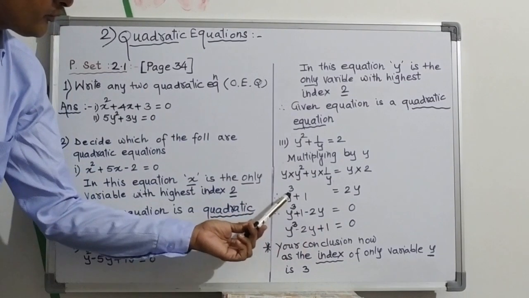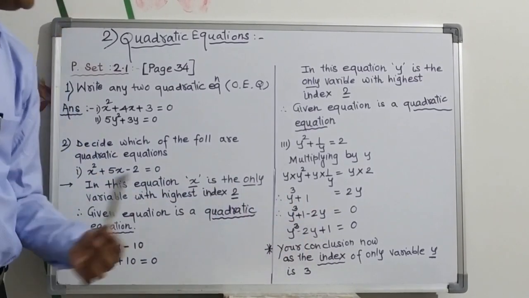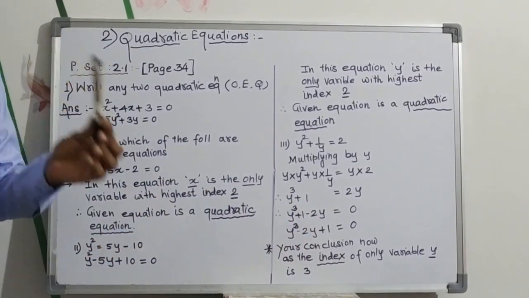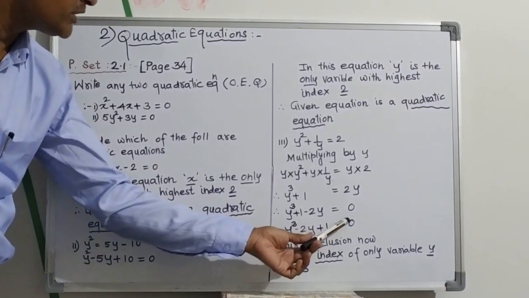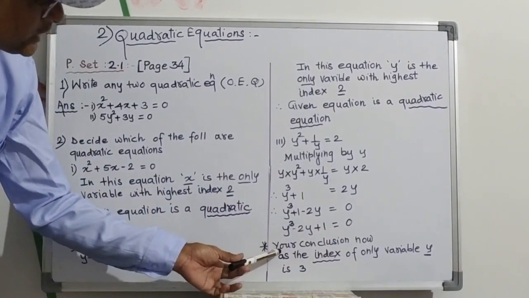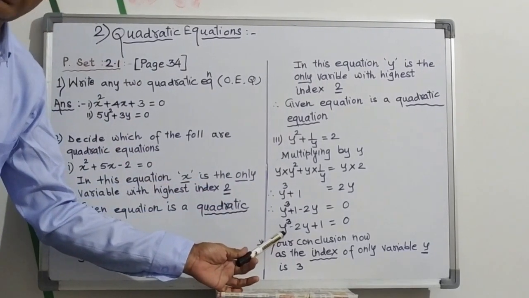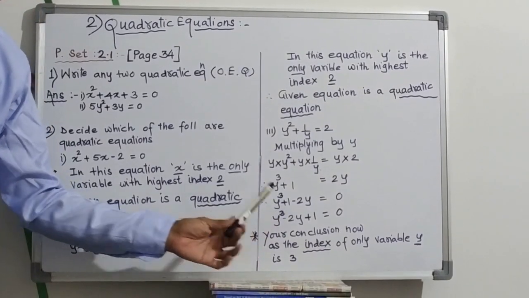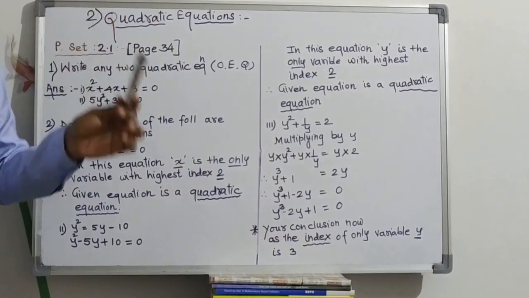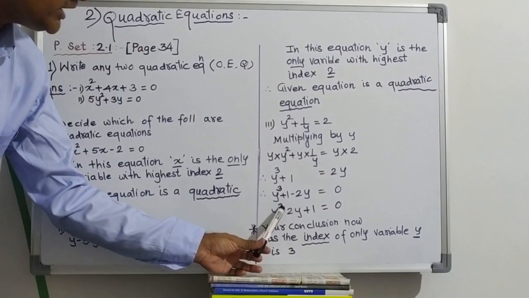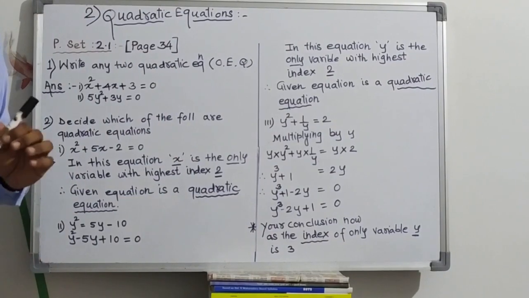Shift 2y here. It will be y cube plus 1 minus 2y is equal to 0. Write it in a proper way: y cube minus 2y plus 1 is equal to 0. So here I have purposely written your conclusion now. Why? Because now just see the variable y whose highest index is 3. For a quadratic equation, the condition is that the highest index of the variable should be 2. Here the index is 3. So therefore the given equation is not a quadratic equation.